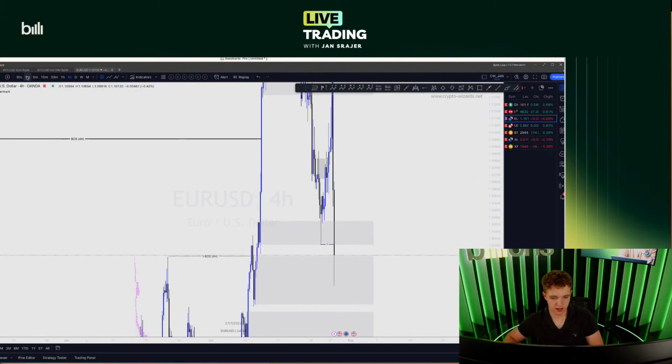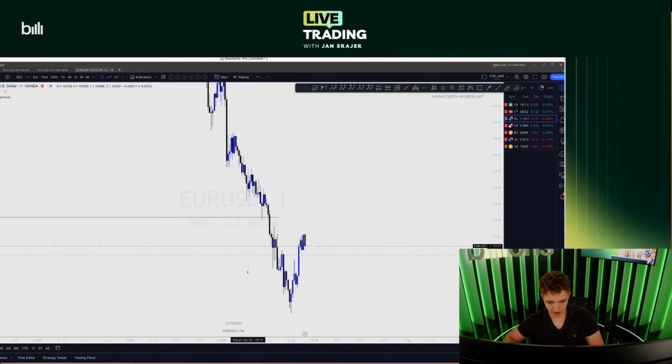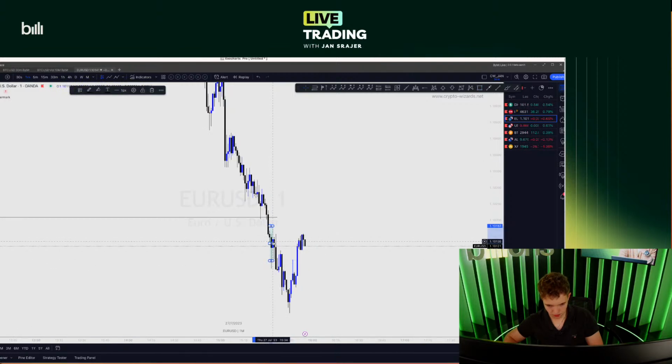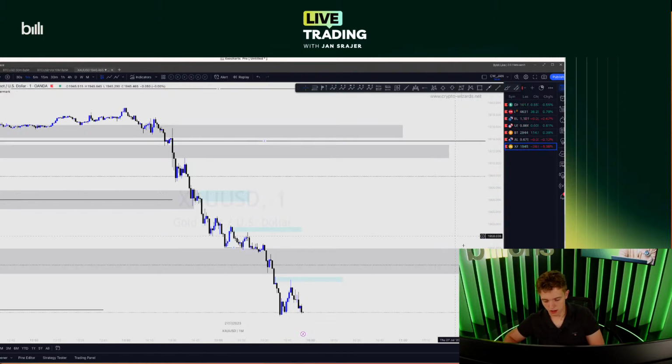EU is bouncing, but it's also struggling with reclaiming this PBL, basically with this zone right here. There's literally no setup. I don't have anything.